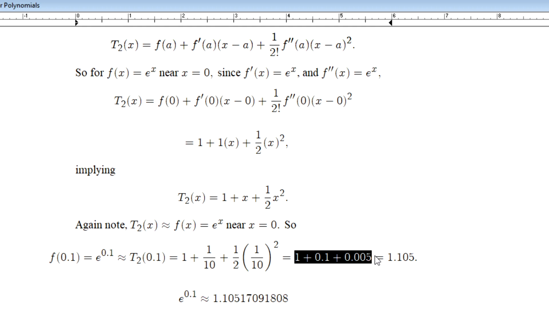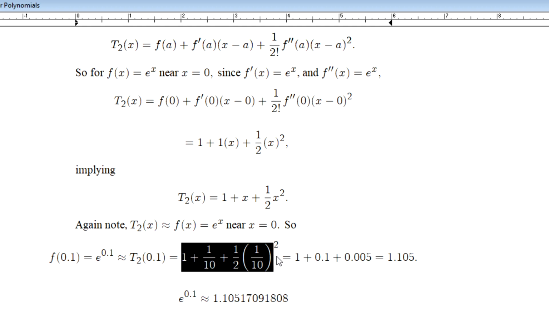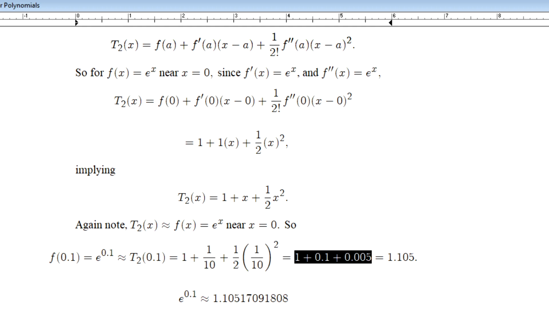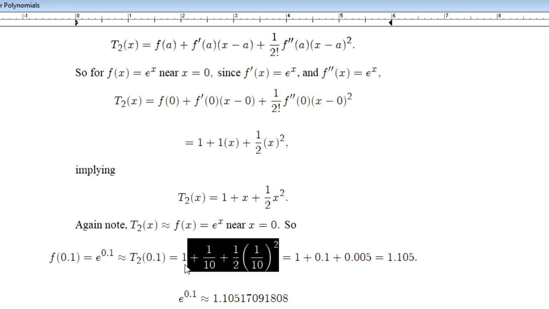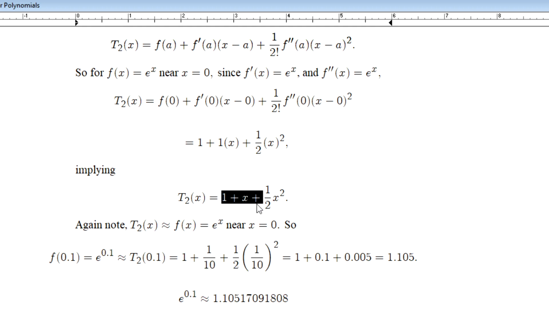And notice, folks, we were able to basically calculate that almost mentally. Plugging in 1/10 here and plugging in 1/10 here, our interpretation of 0.1 as a fraction, we could do all of this math mentally. 1 plus 0.1 plus 0.005, well, that's 1.105 in value. Evaluating polynomials is not a tricky procedure.